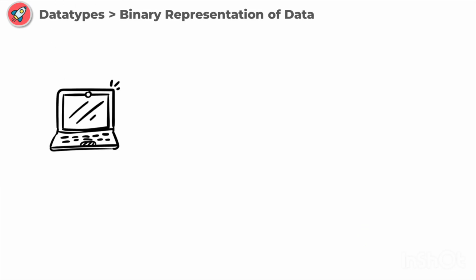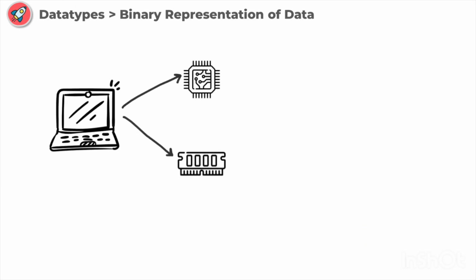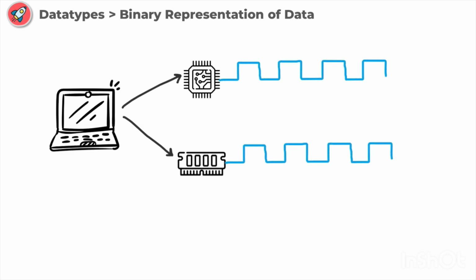We all know that computer is a digital device. But what do we mean by that? It means computers store, process, and transmit data in digital signals. This digital signal is nothing but a combination of high voltage and low voltage currents.